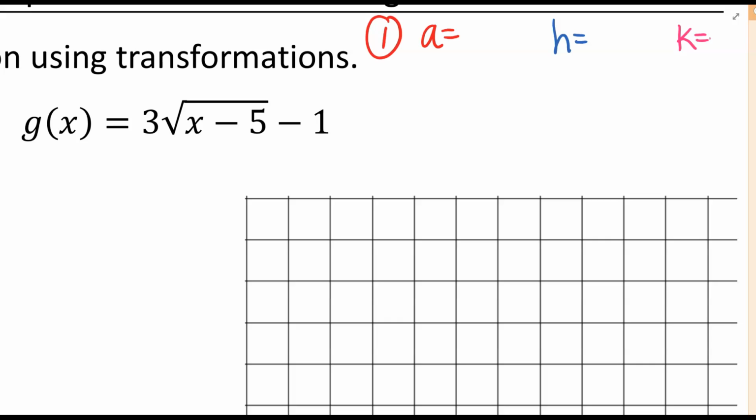All right, what did you guys say? What's a? 3? And h? Positive 5. Good. Positive, you have to switch the sign. And k is negative 1. Good.